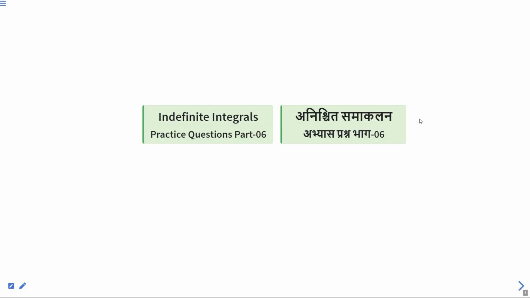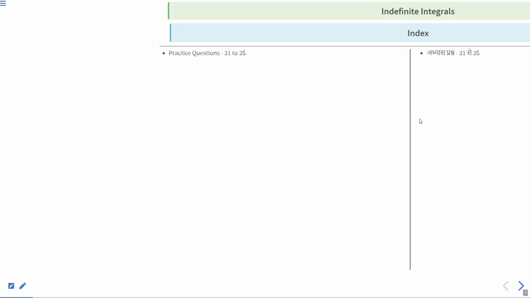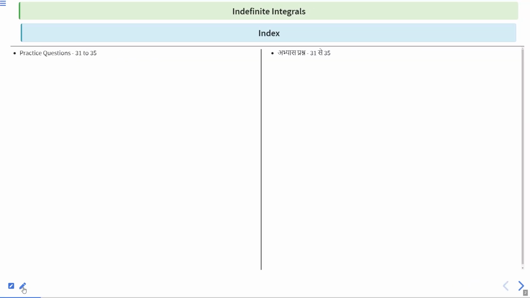Hello everyone. In today's lecture, we will see some more practice questions based on indefinite integrals. In the last lecture, we had covered till question number 30. In today's lecture, we will start from question number 31 and we will discuss till question number 35.